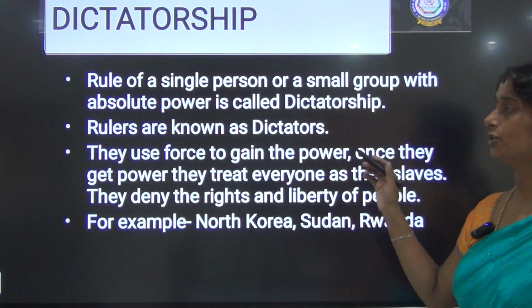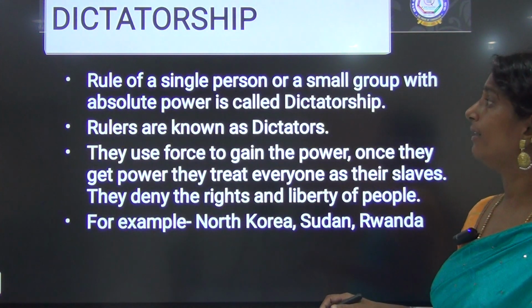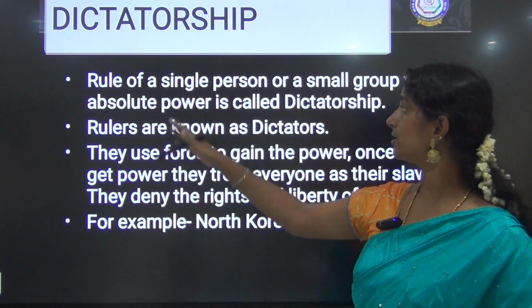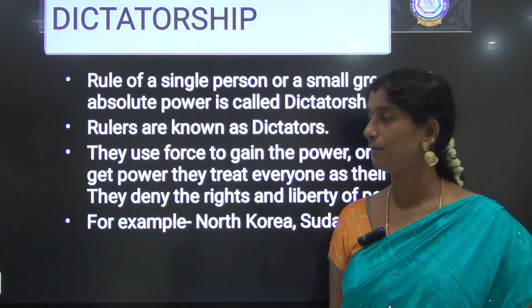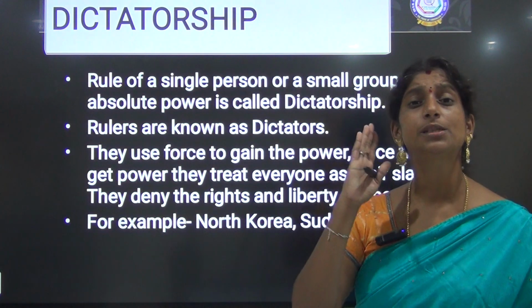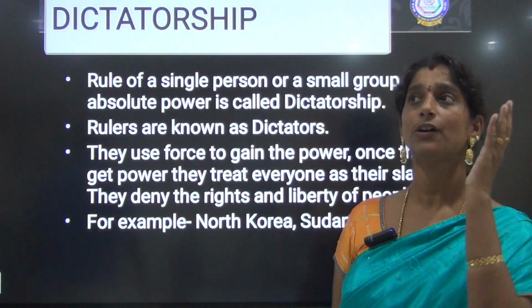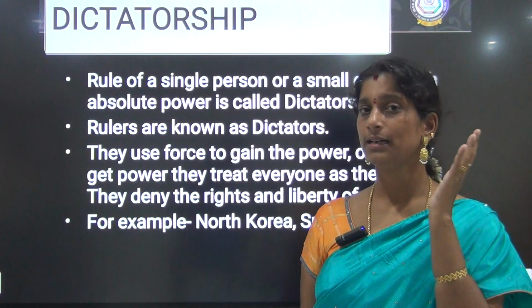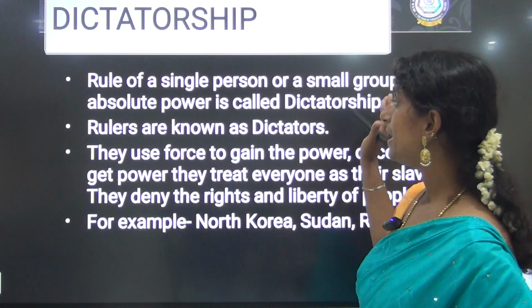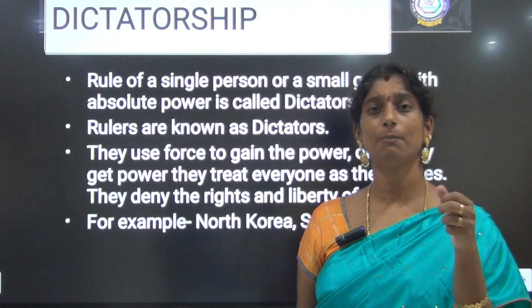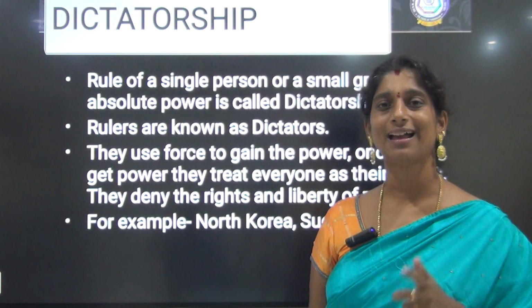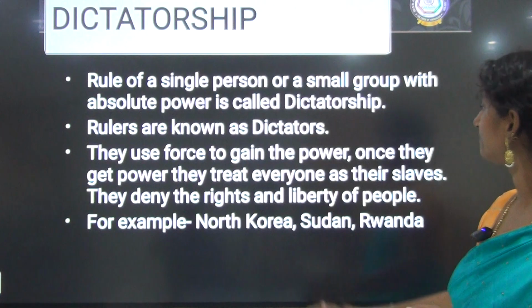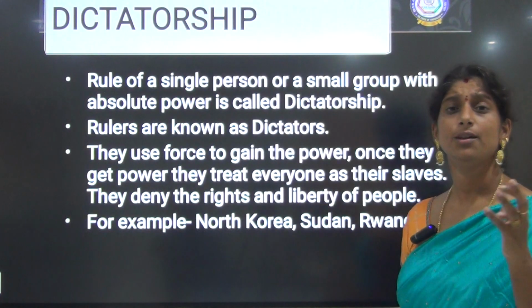And moving on to dictatorship. Dictatorship is nothing but the rule of a single person or a very small group of people who have absolute power over the country. These people take power forcefully from someone. So these people are called dictators. Clear? So what do they do? They use their power.